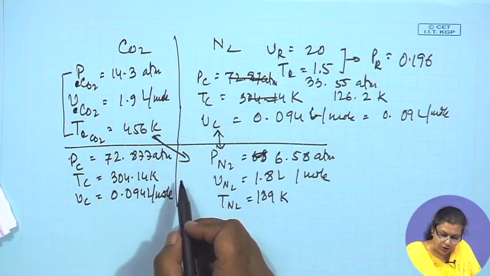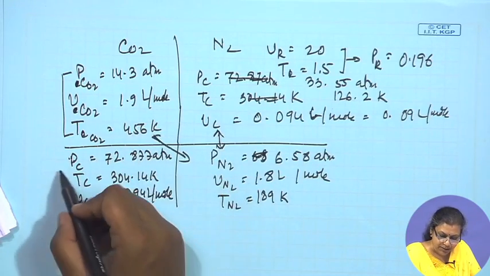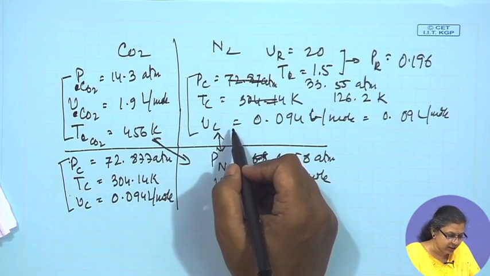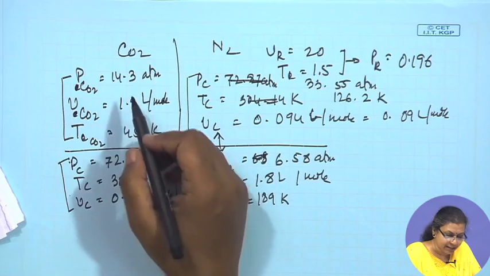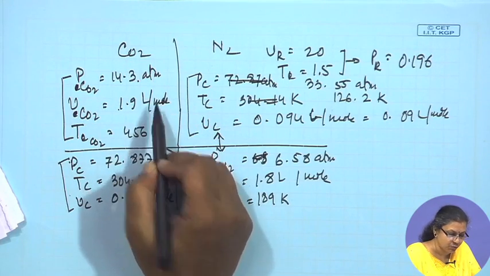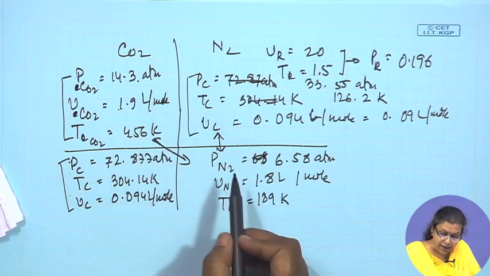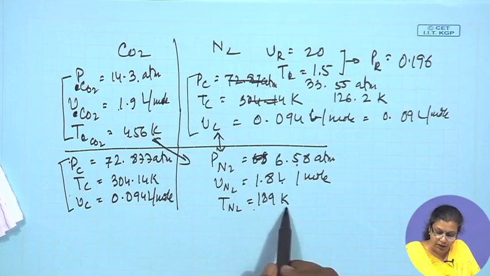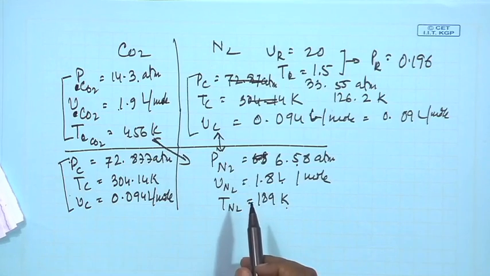And so, therefore, the corresponding states are these: PC, VC, TC for CO2, and PC, VC, TC for nitrogen. From there we find that carbon dioxide at 14.3 atmospheres, 1 liter per mole, 456 Kelvin corresponds to nitrogen at 6.58 atmospheres, 1.8 liters per mole and 189 Kelvin. So, from here what do we find? For any particular gas, if we know the critical constants, then for that gas at any particular condition we should be able to find out the reduced parameters.